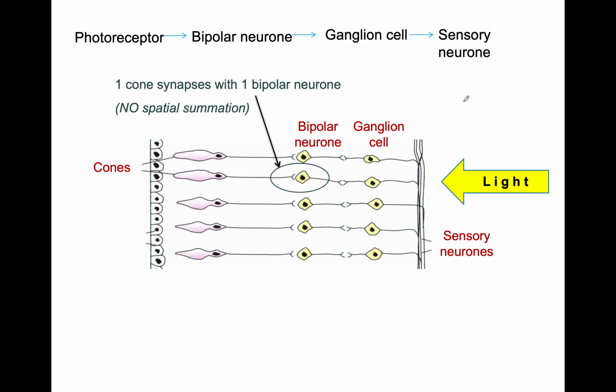Therefore, at low light intensities, it's less likely that a threshold potential will be reached, and therefore it's less likely that an impulse will be transmitted from the bipolar neuron via the ganglion cell and the sensory neurons to the visual sensory area.